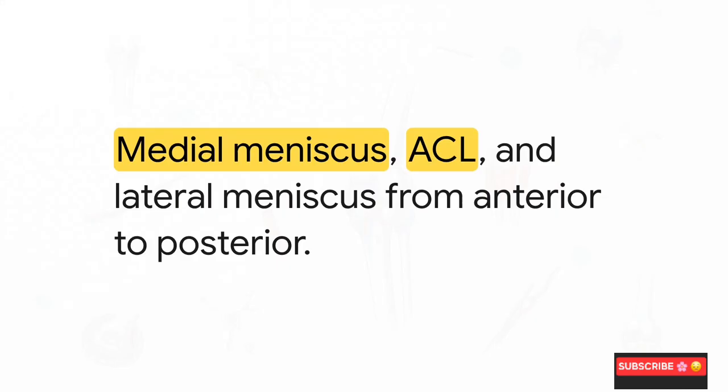Give it a thought. Okay, the precise exam-perfect order is, first, the anterior horn of the medial meniscus, followed immediately by the anterior cruciate ligament, or ACL, and finally the anterior horn of the lateral meniscus. Visualizing this exact spatial arrangement is absolutely essential for understanding knee joint injuries and reading those tricky MRI scans.